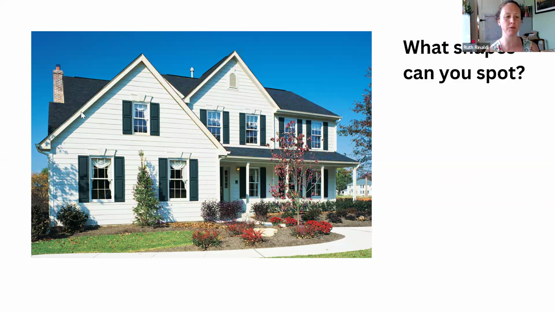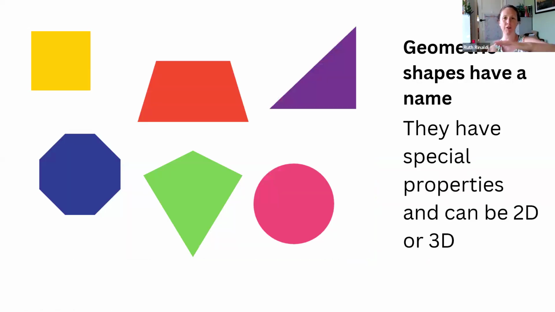Okay, so geometric shapes, the ones we've talked about there, mostly are two-dimensional. That means they are flat. So we could draw them on a piece of paper, but we couldn't pick them up from that piece of paper. They've got no depth to them.